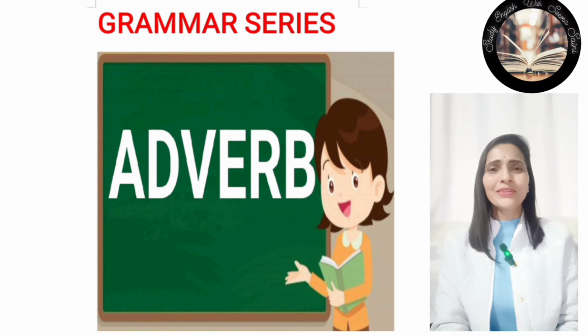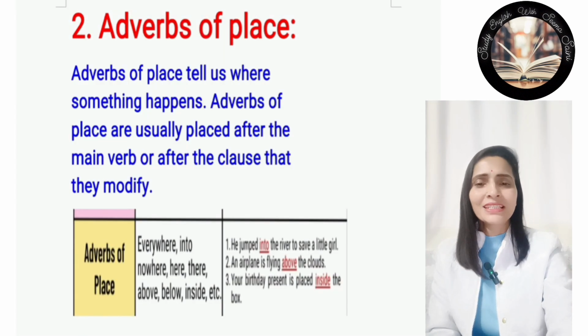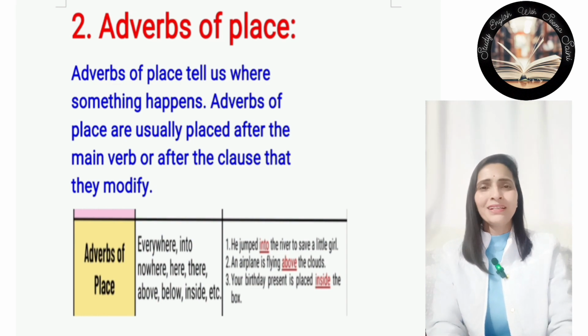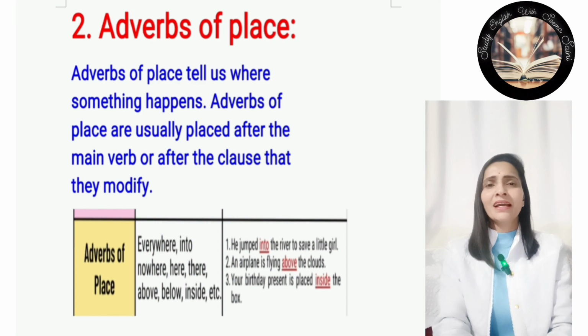So students, today we are going to discuss adverb of place. Okay, जैसे कि adverb of place नाम से पता चल रहा है कि place को बताता है, ठीक है? So adverb of place tell us where something happens. Okay, place के बारे में बता रहे हैं. तो here is arising where question.